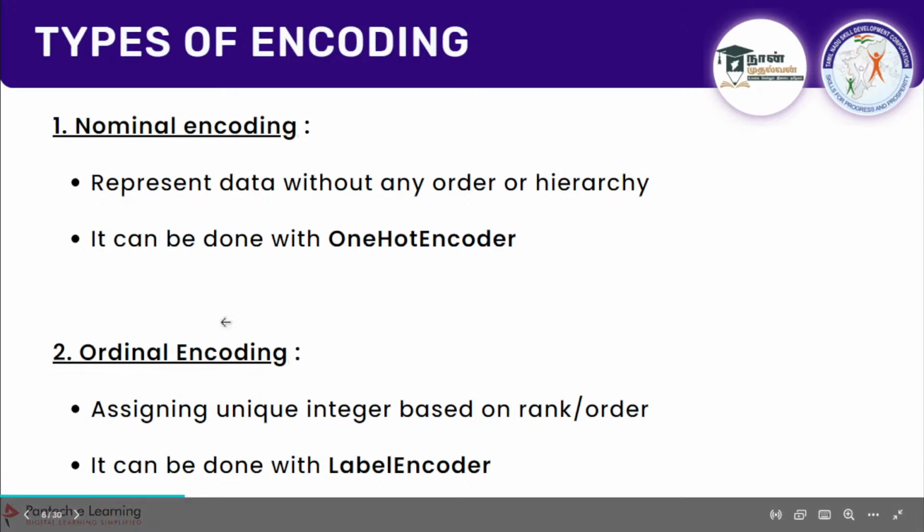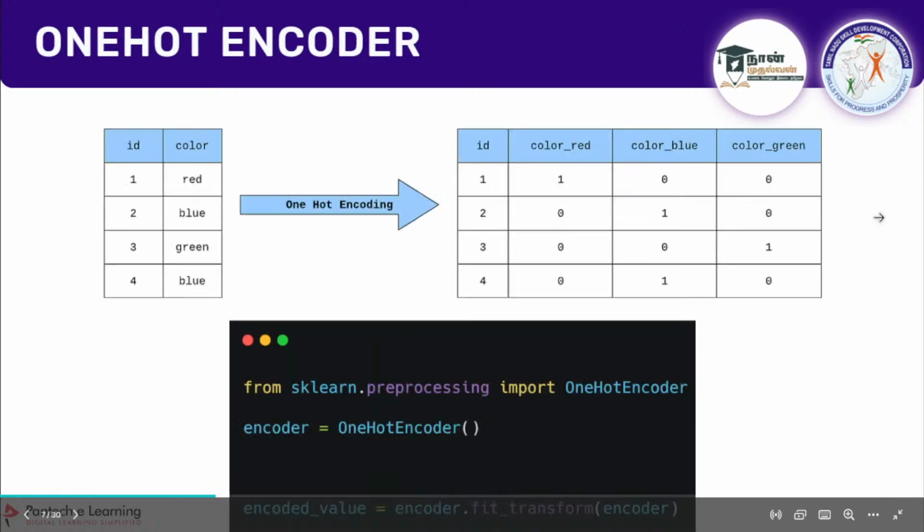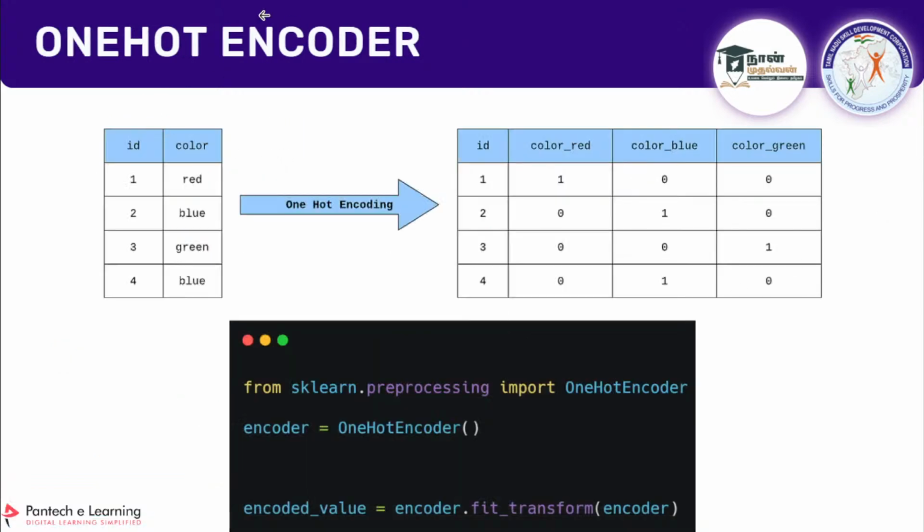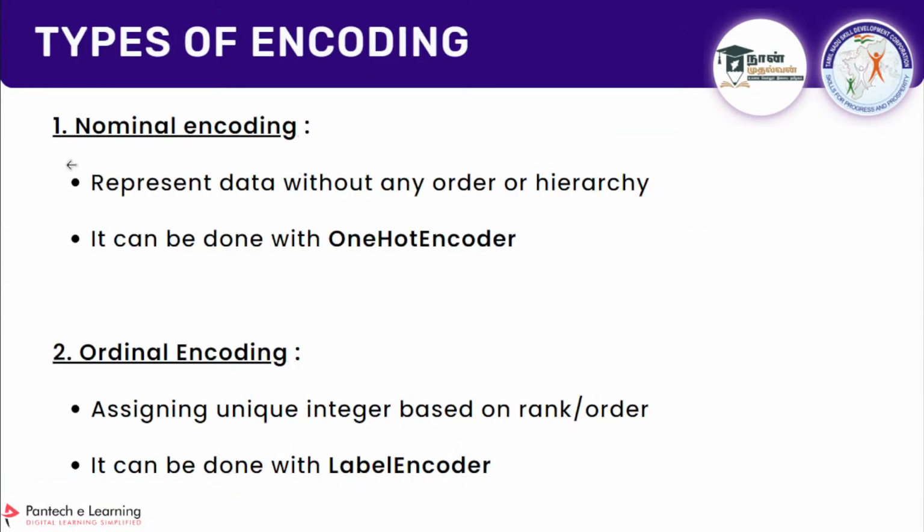Then it comes under ordinal encoding, and it can be done with label encoder. So we have got two things, one is one hot encoder and one is label encoder. These two are from sklearn. We'll try how to use it. First, starting with the one hot encoder, which is a nominal encoding. In nominal encoding, we are not using any order or hierarchy.